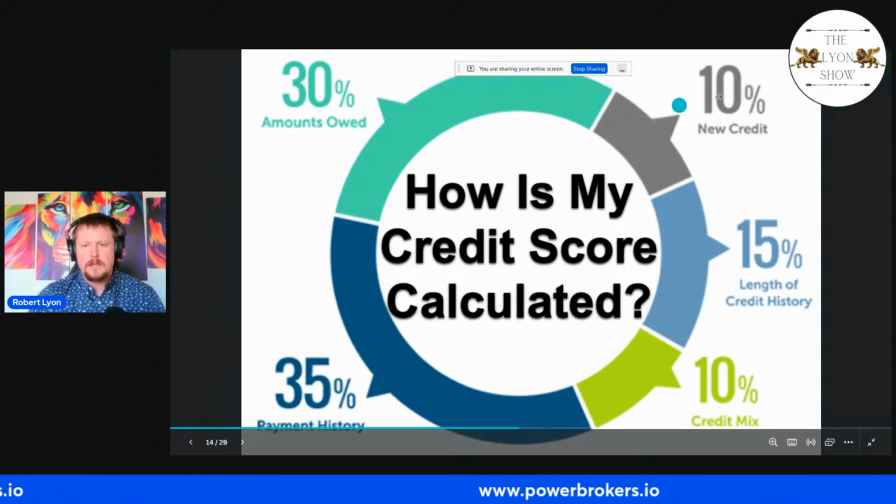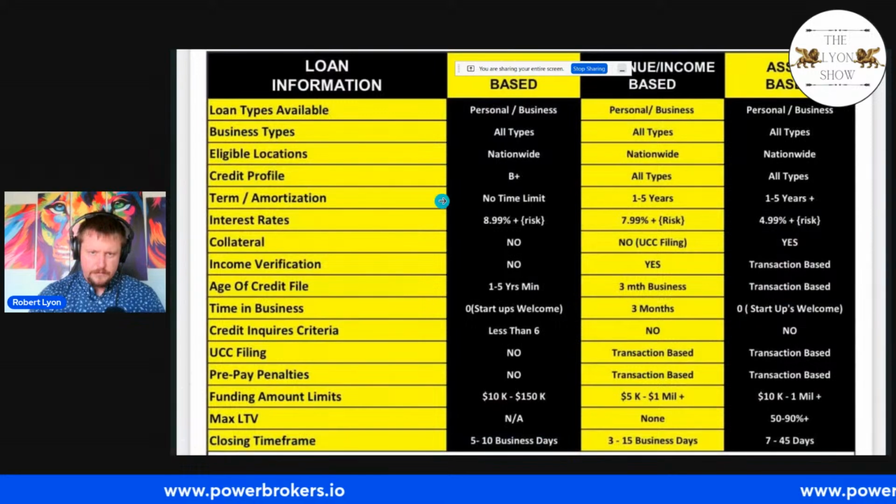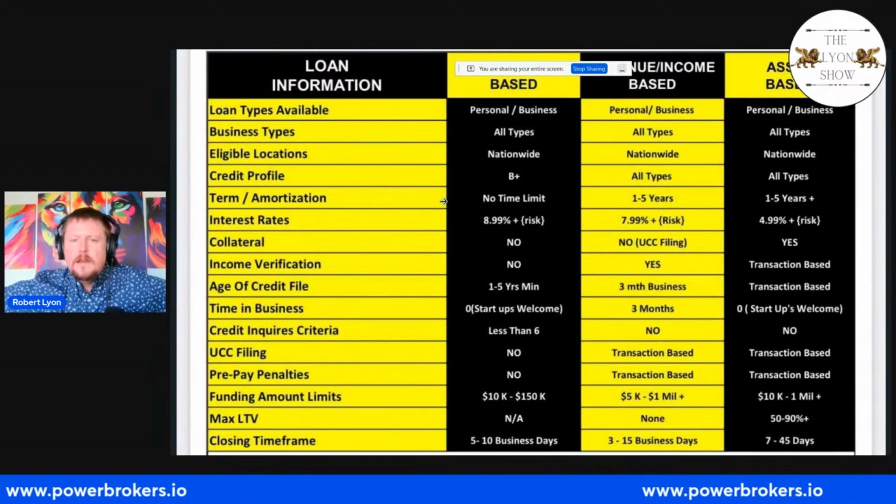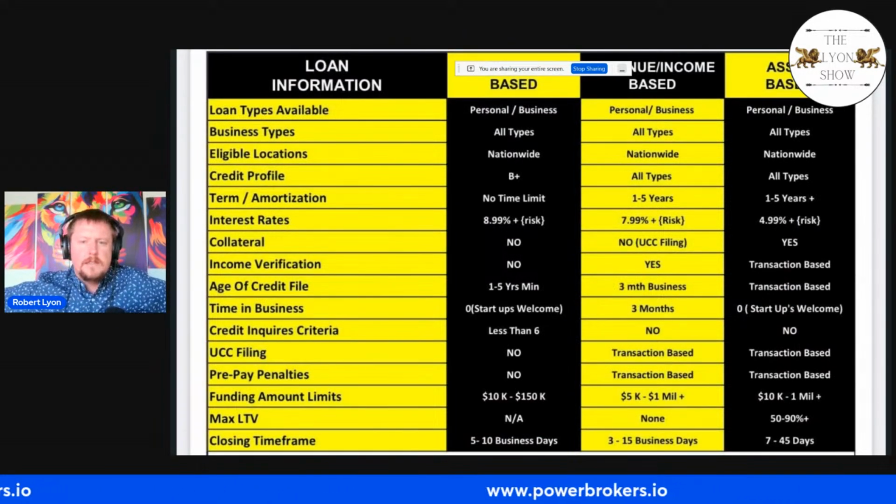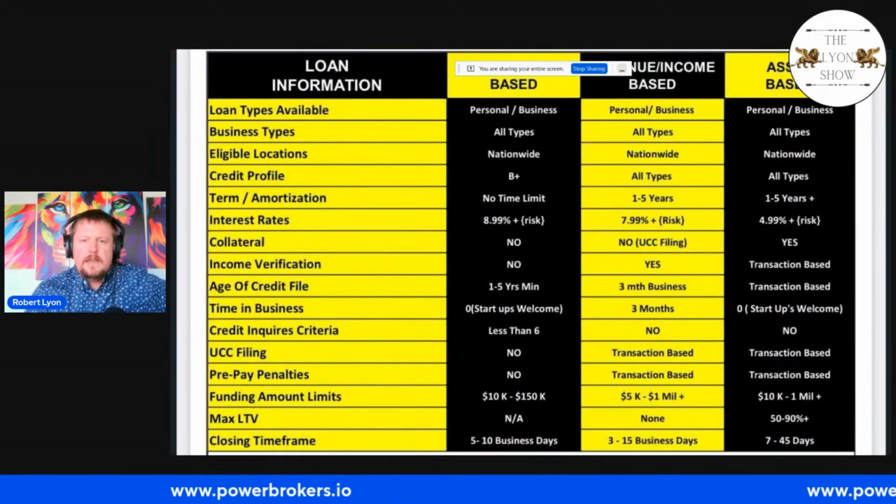Payment history is so big. New credit and all this stuff is just important. But this is what builds up your credit score. Okay, so this is revenue-based lending.